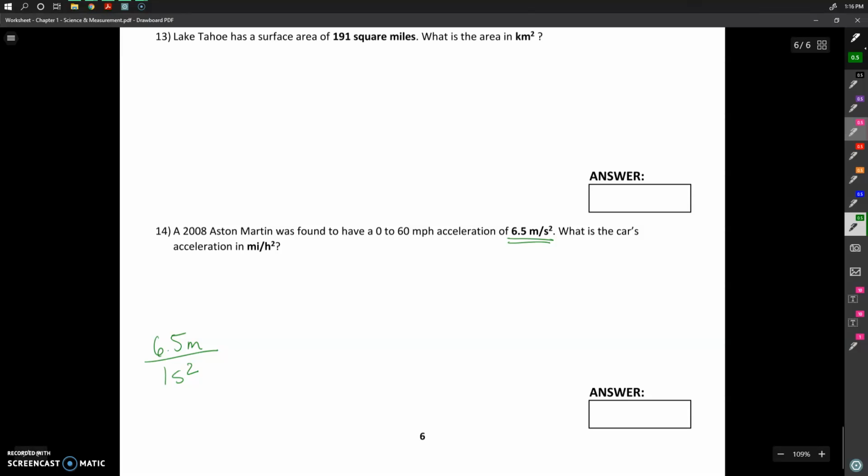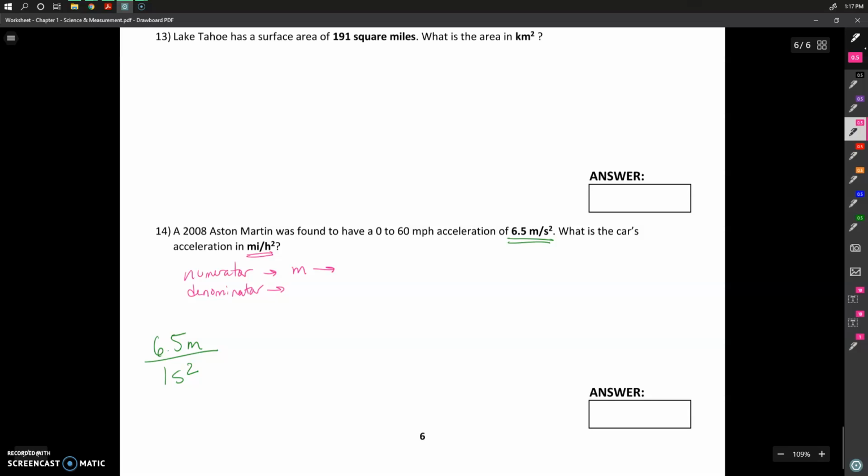Now I want to end up in units of miles per hour squared. So notice that both the numerator and the denominator are changing in this problem. And so that means I'm going to have two road maps, as we saw before when we had both a numerator and a denominator that were changing. So in terms of the roadmap for the numerator, I want to go from meters into miles. And so I'm going to start with meters.